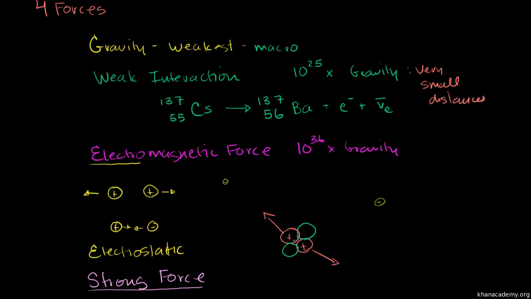So if you get two of these protons close enough together, and the strong force only applies over very, very, very small distances, subatomic, or I should even say subnucleic distances, then the strong interaction comes into play. So then you have the strong interaction actually keeping these charges together. And once again, just to keep it in mind relative to gravity, it is 10 to the 38th times the strength of gravity, or about 100 times stronger than the electromagnetic force.